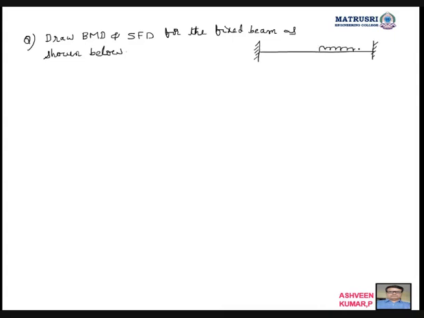UDL 10 kilonewton per meter. This is 4 meter. Then a point load 15 kilonewton, 3 meter, 3 meter. Okay, this is A, this is B, C, D.